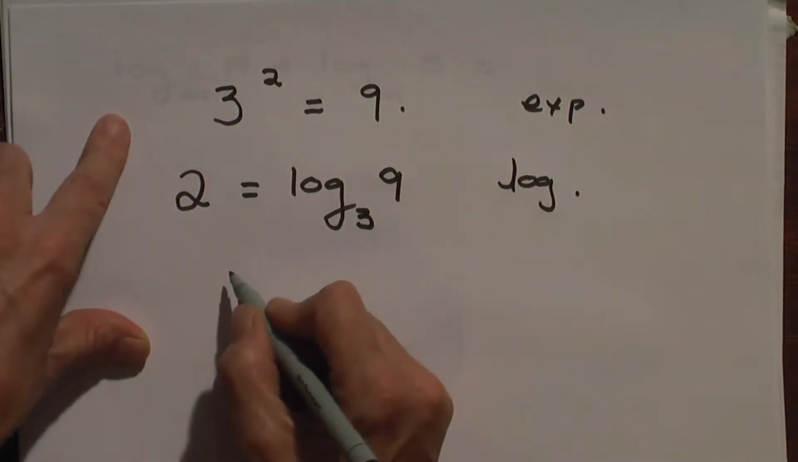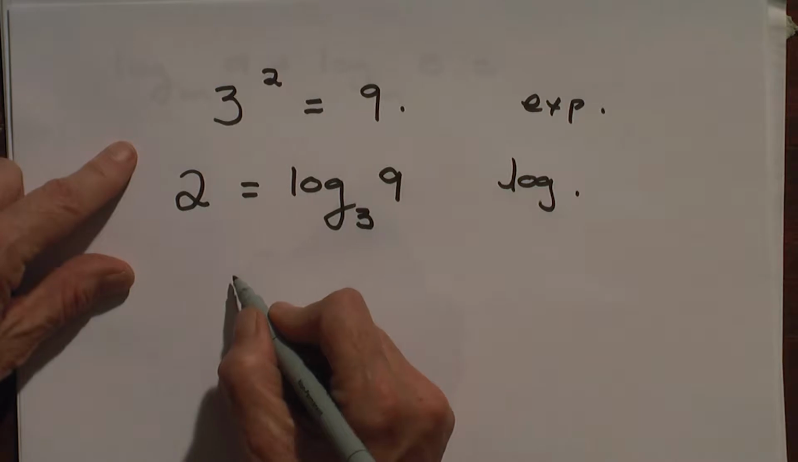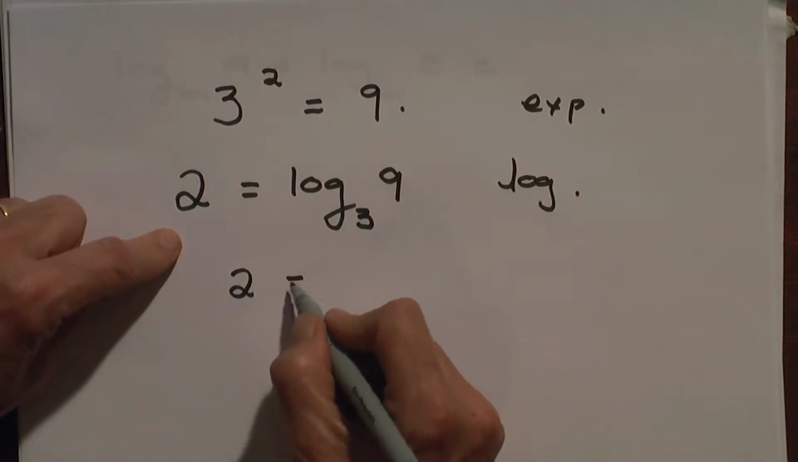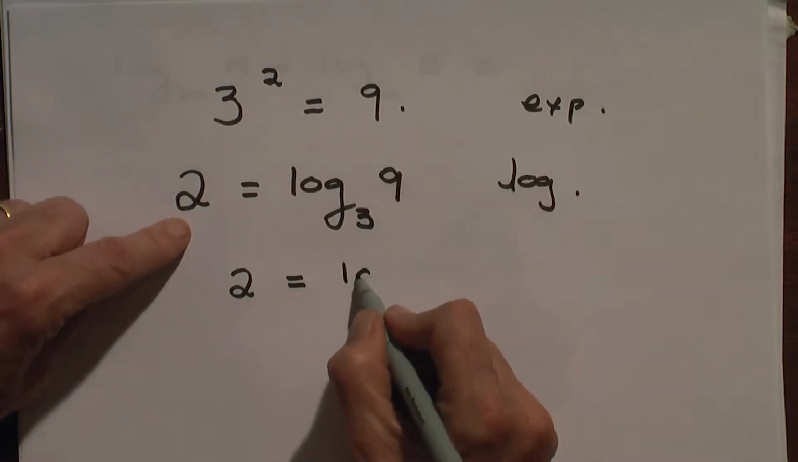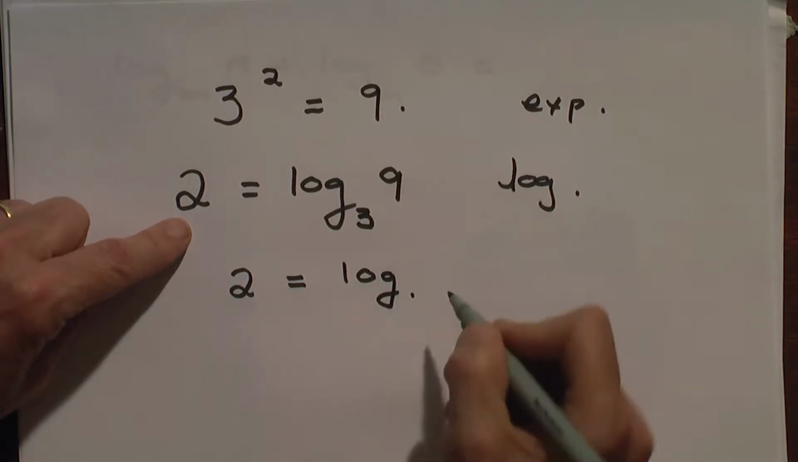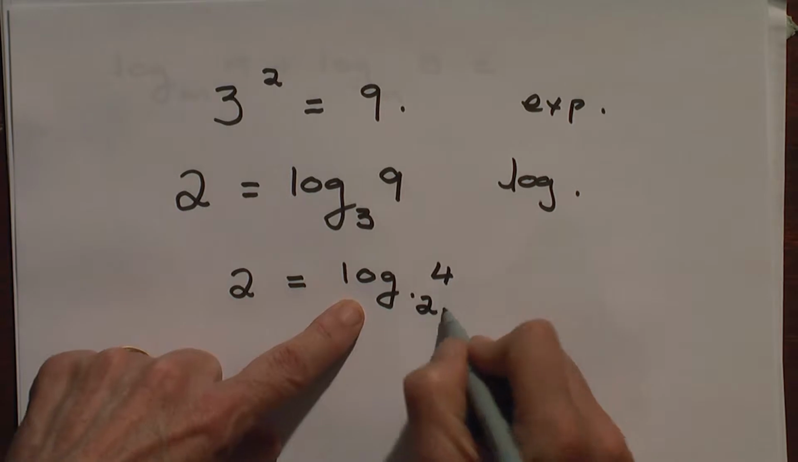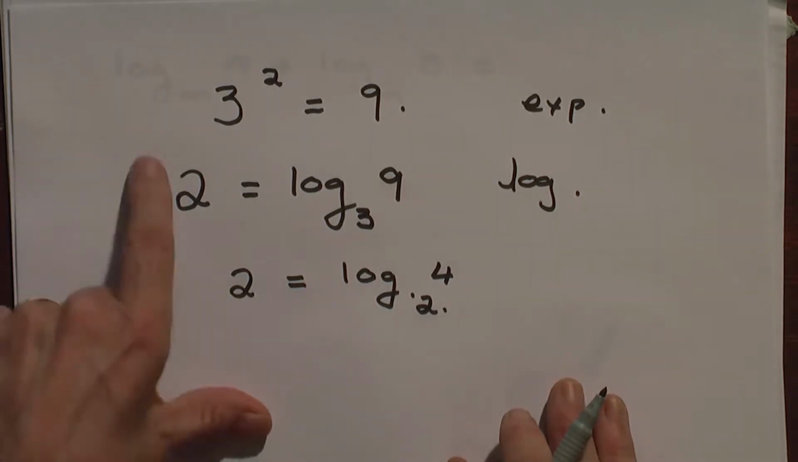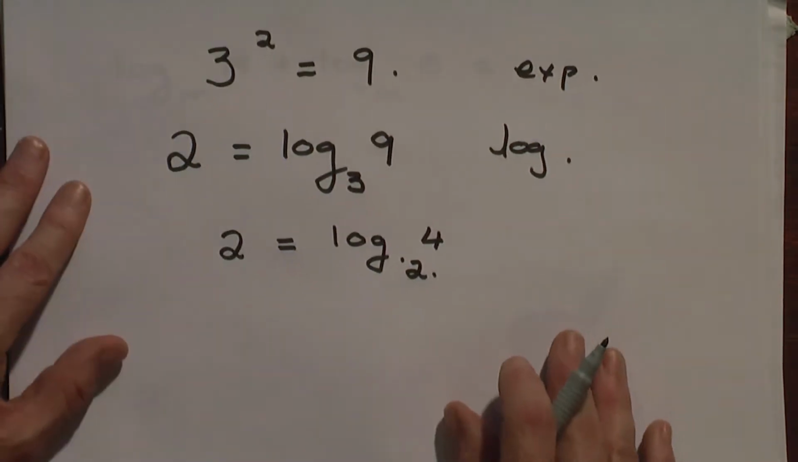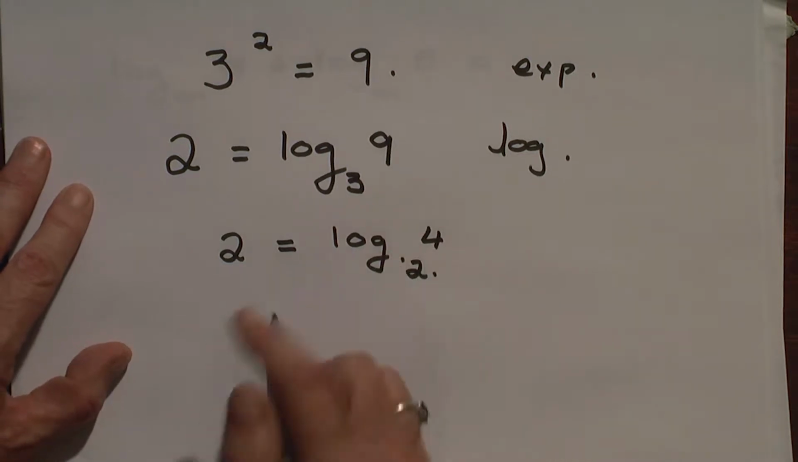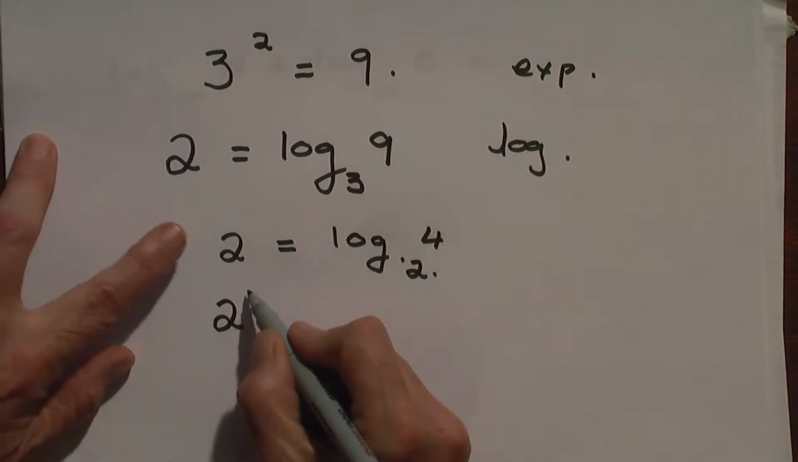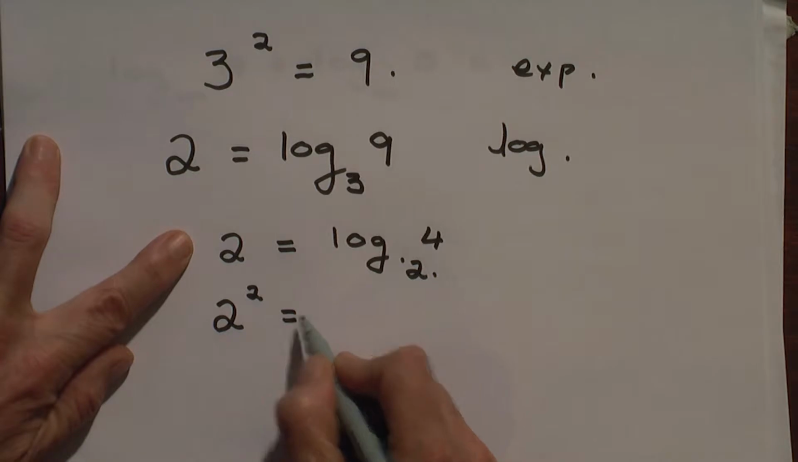Let's do one more. Let's say 2, see 2 again, is the log of 4 to the base 2. Now 2 is still a log, but it's a different exponential expression. What am I saying here? Base is 2. Log is 2 equals 4. So in other words, logs have the same laws as exponents.